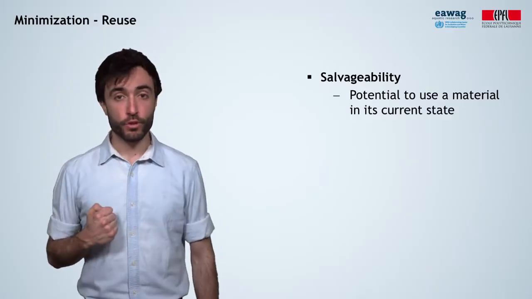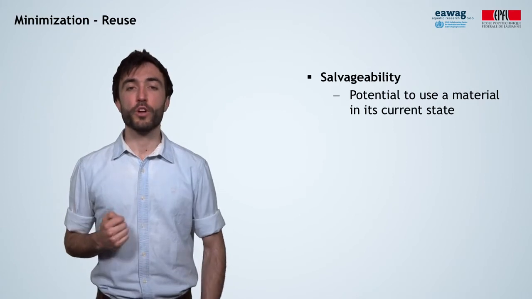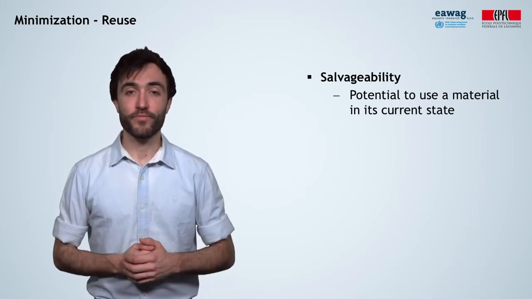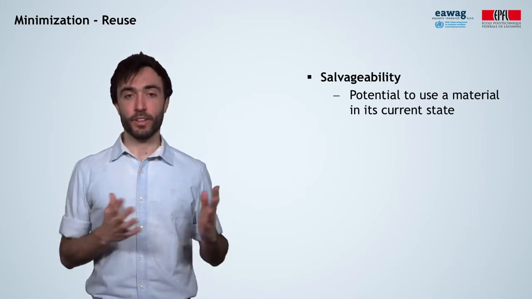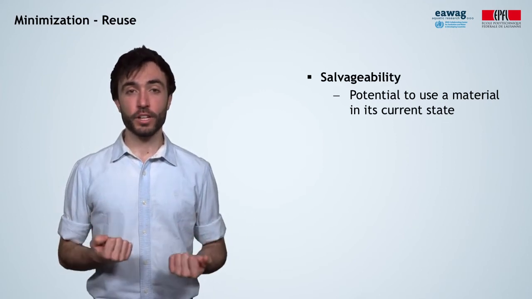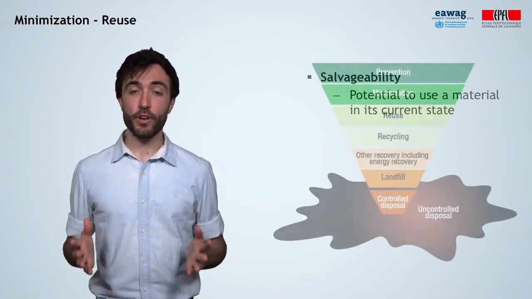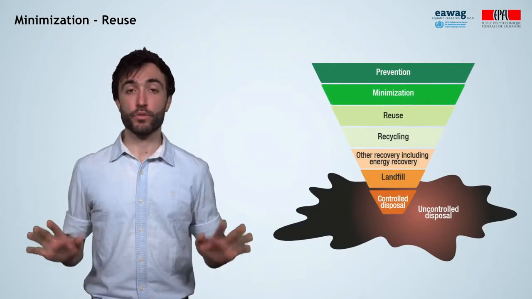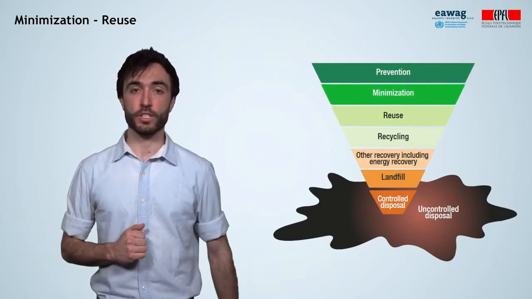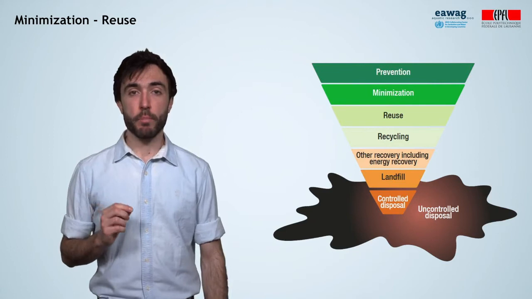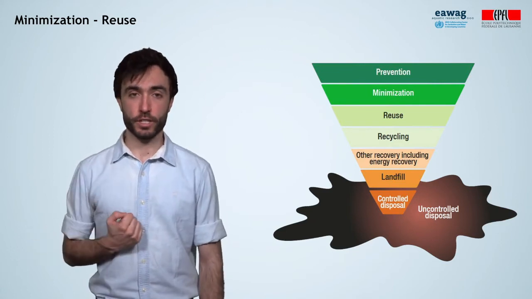When talking about reuse of construction and demolition waste, we use the term salvageability. The salvageability of a material is defined as its potential to be reused in its current state, minimizing the needs for transport and further processing. Some debris might be used for backfilling of holes, for instance.